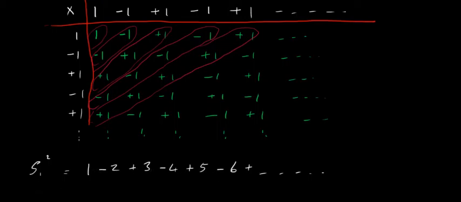1 minus 2, plus 3, and so on. We know that this is half, so this here, we're going to assign this a value of half squared, which is a quarter. So that's one way that we've got this value of a quarter for this particular series here. Okay, so let's go again.